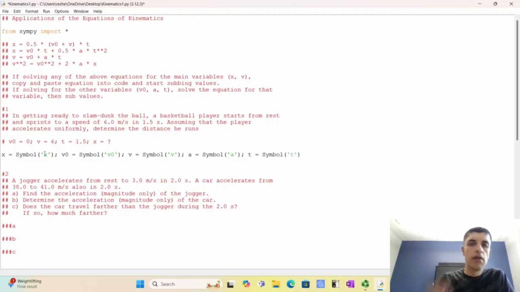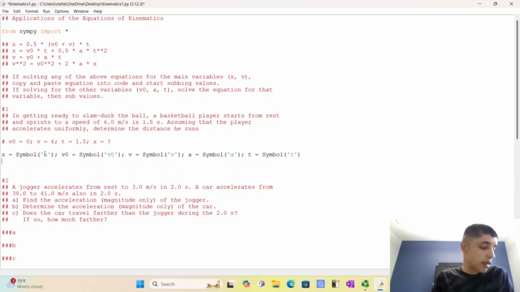Like that. Okay, so that's the first step we're going to be doing, and then the next step for us is to see which one of these equations we're going to be using above, and then we're going to borrow that equation. Either we're going to have to create a new variable, like the second step, or the first step, just copy and paste the equation and solve for it. So in this case, we're solving for x. That's the main variable, and we are given v naught, v, and t.